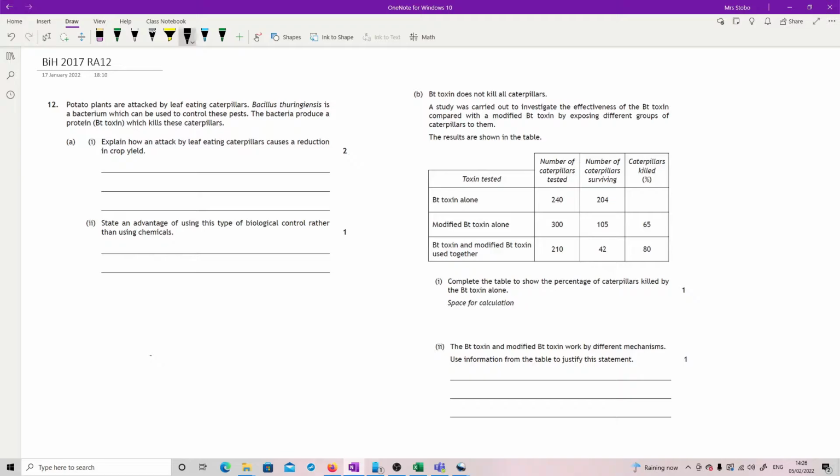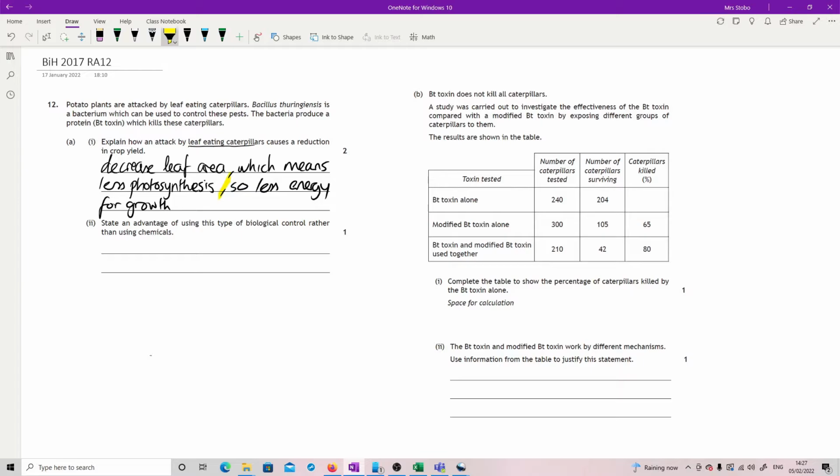Okay, so what we're looking for, if we've got leaf-eating caterpillars, that will decrease leaf area, which means less photosynthesis. And if there's less photosynthesis, that means that there's less energy for growth because they've got less glucose made. Okay, so your first point is here: decreases leaf area, less photosynthesis, and then link it to what's happening for growth.